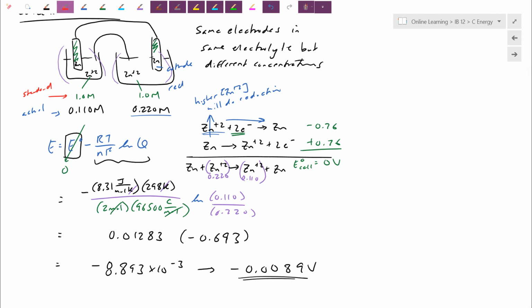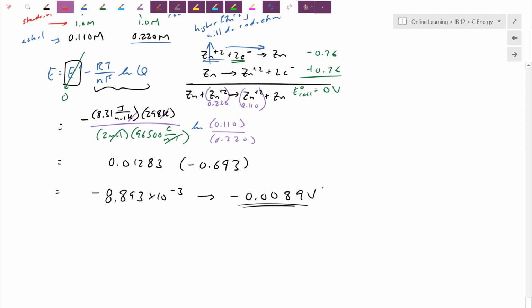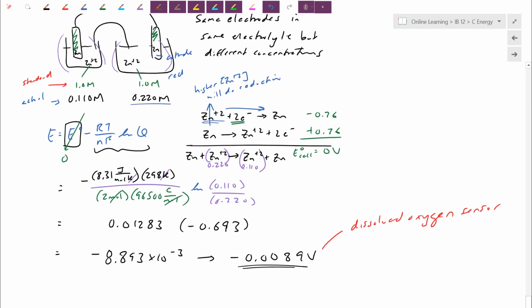Some applications of these concentration cells: we can actually utilize them for dissolved oxygen sensors. So if, instead of the zinc cell I talked about, I can sample how much O2 is actually in the water, even if there's a slight difference in oxygen on both sides, that generates a little bit of voltage. I can have a meter that's sensitive to these really minor voltages, like 8 millivolts here. I can use that for a dissolved oxygen sensor.